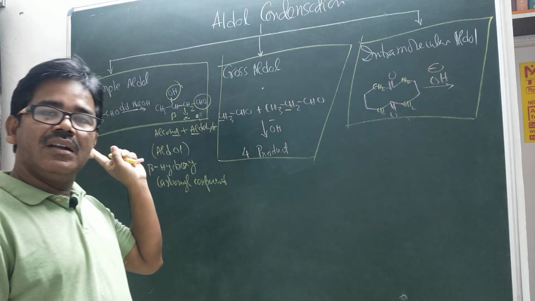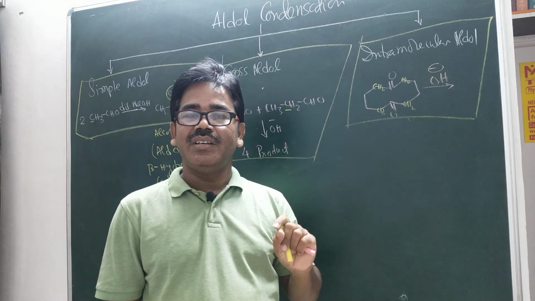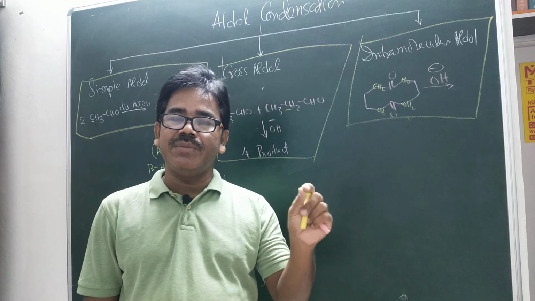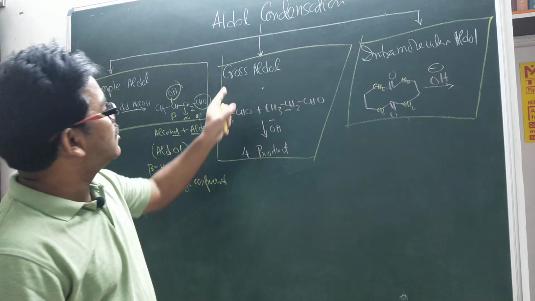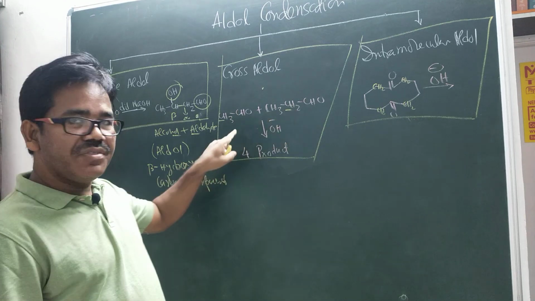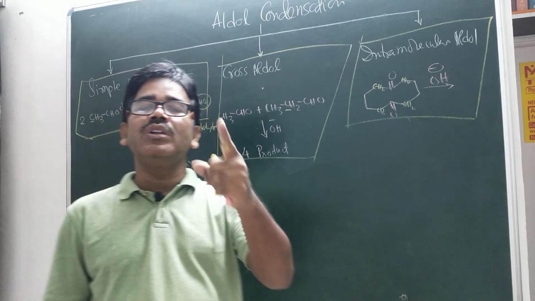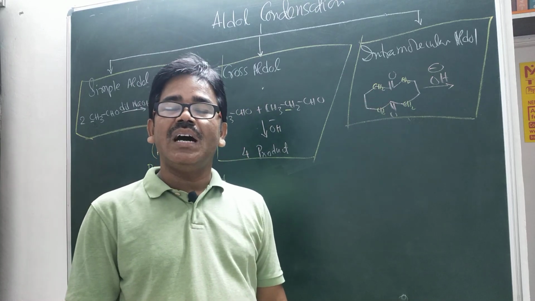So simple aldol, cross aldol and intramolecular aldol condensation. Simple aldol condensation means both the carbonyl compounds are same. Cross aldol means both the carbonyl compounds are different. And intramolecular aldol means only one molecule containing two carbonyl groups with alpha hydrogens.